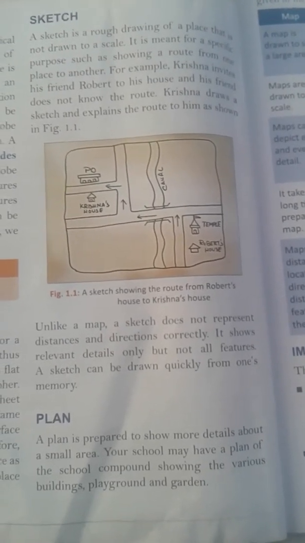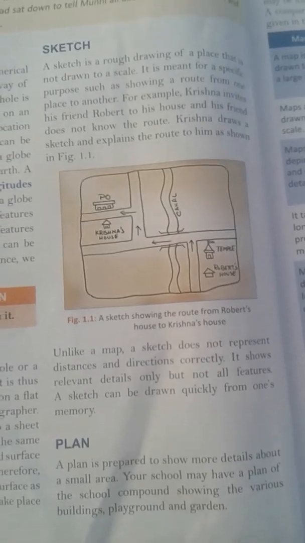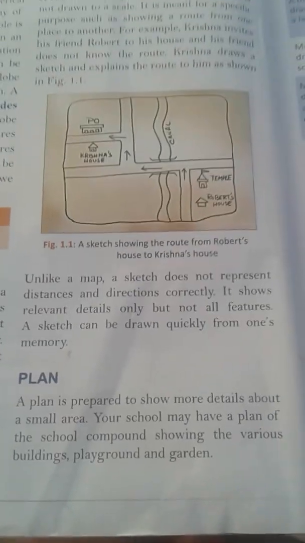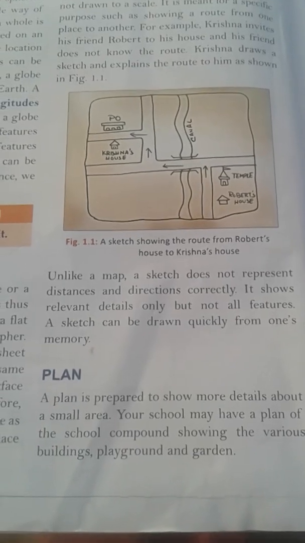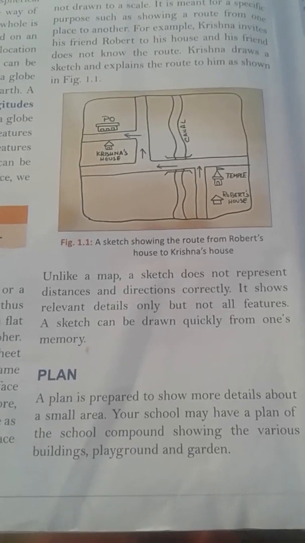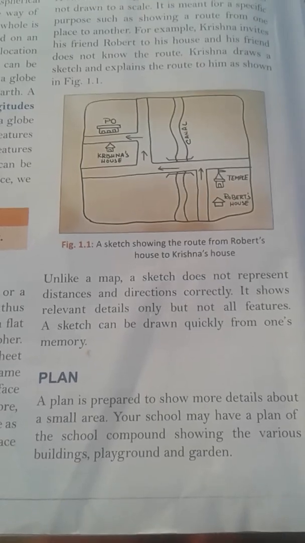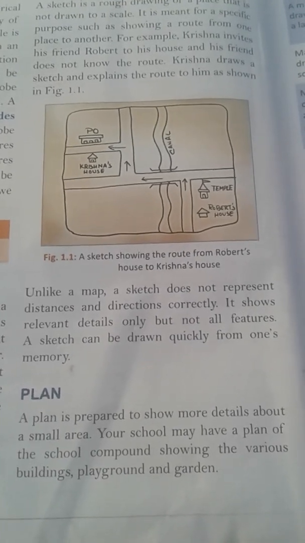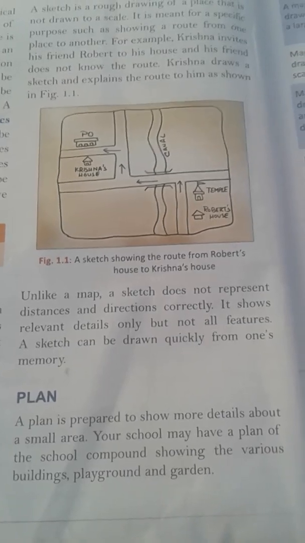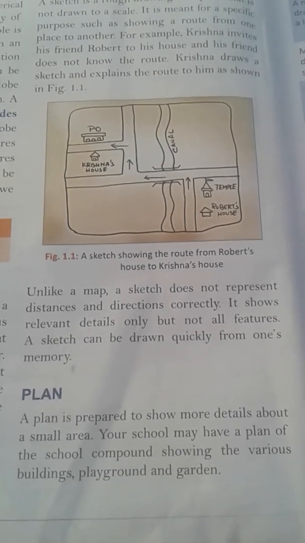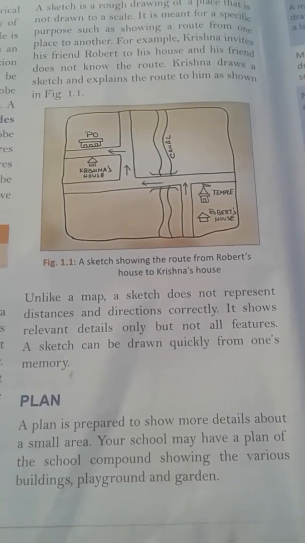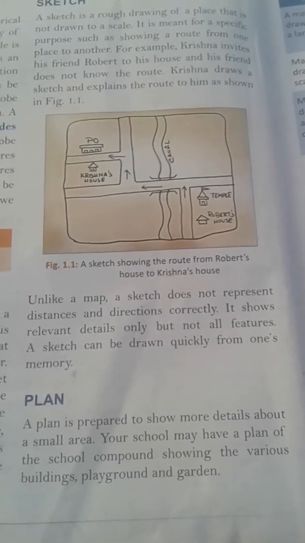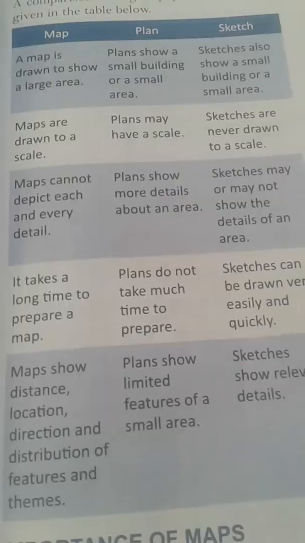Next is plan. A plan is a detailed representation of a small area. Like your school may have a plan of the school compound showing the various buildings, playgrounds. Means हमारे स्कूल में क्या है, हमारे स्कूल का भी एक प्लान है जिसमें ये बताया जाता है कि कहाँ पर बिल्डिंग्स हैं, कहाँ पर प्लेग्राउंड है और कहाँ पर गार्डन है.